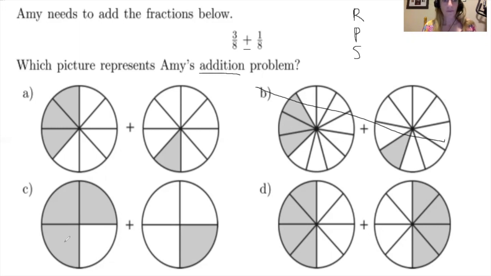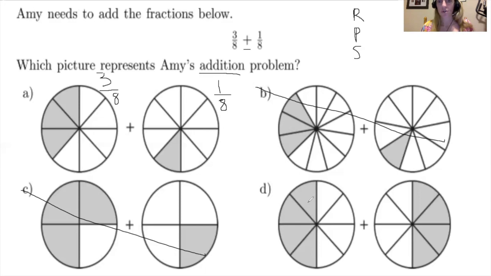1, 2, 3, 4. No, see, we're looking for 8. 1, 2, 3, 4, 5, 6, 7, 8. Okay, D, we'll look at you a little harder. Next, we need to find the one that has 3 eighths. Let's go back to A. The first model shows me 3 out of 8 are shaded in. The other model shows me 1 out of 8 are shaded in. I know that looks like the right answer, but let's check out D just to be safe.